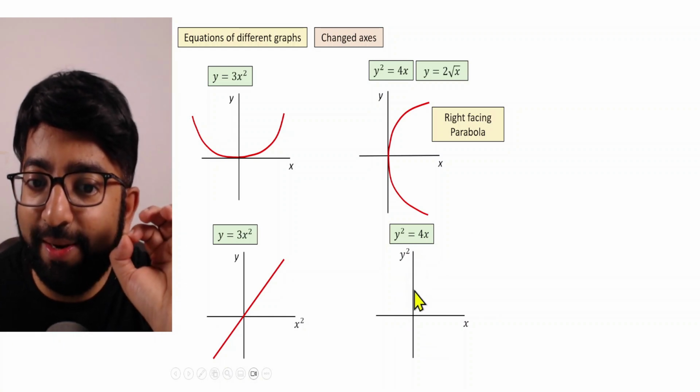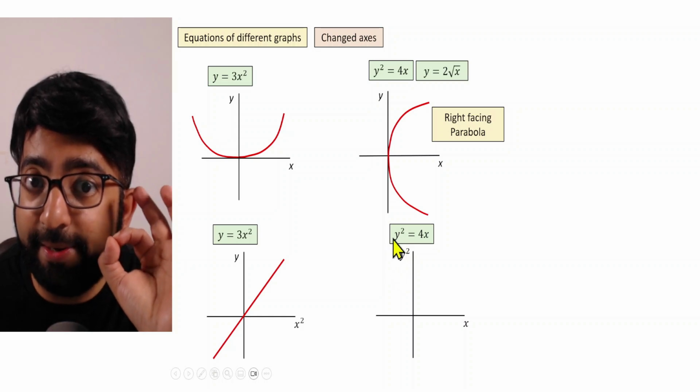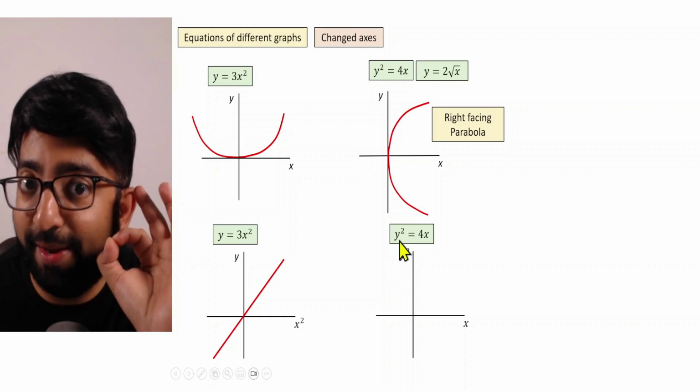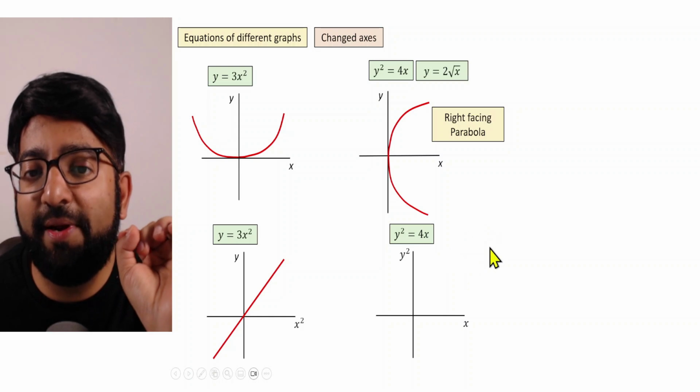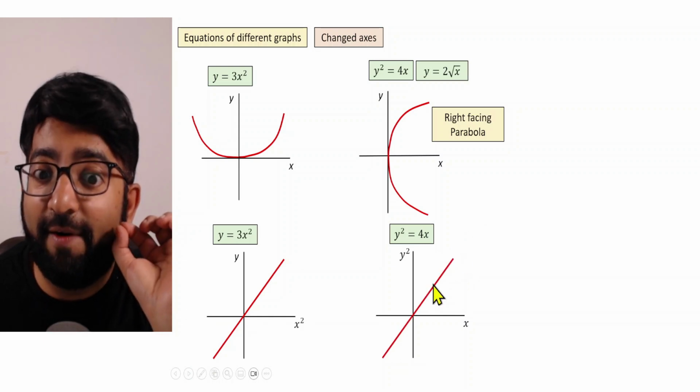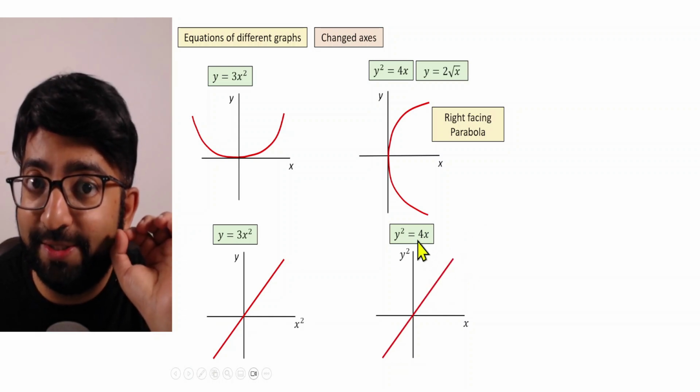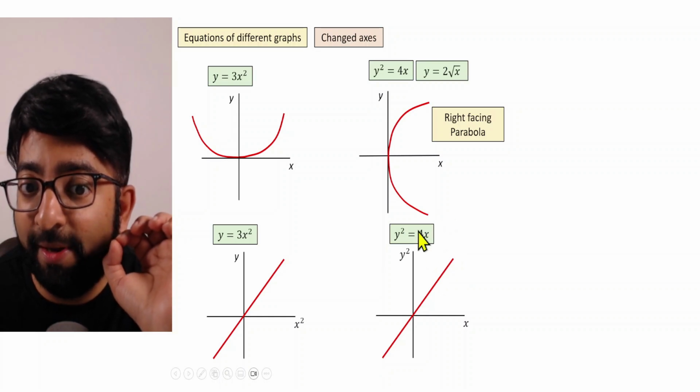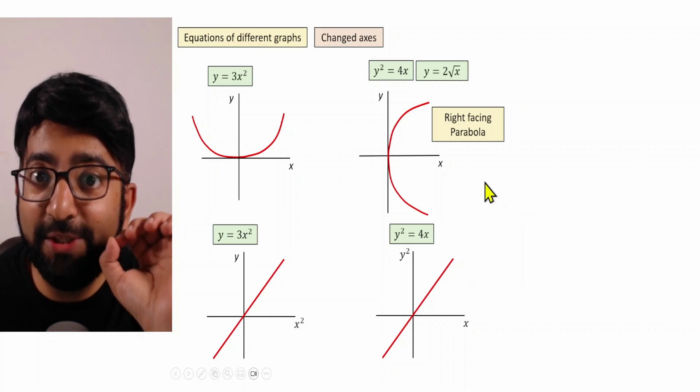So all of a sudden, y square is equal to 4x, which is quadratic, becomes a linear equation. So t is equal to 4x. So if the vertical axis is the same as the parameter on the left hand side of the equation, then the graph again is a straight line passing through the origin. And why is it passing through the origin? Because there is nothing being added or subtracted in front of 4x. I hope it is making sense.